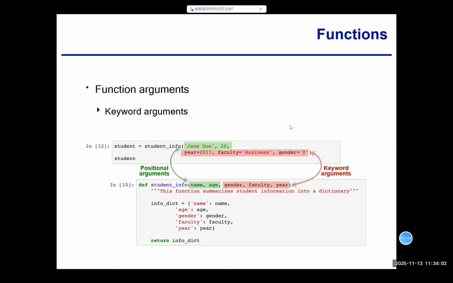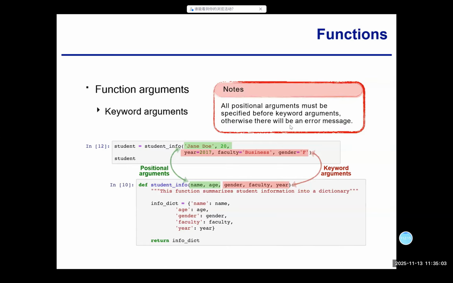Let's see this example. Still, the first 2 are in the correct order. Name is Jane Doe, age is 20, but the last 3 are in different order. Instead of gender, faculty, year, you can actually rearrange them in whatever order you want: year, faculty, and gender, as long as you specify the keywords. Let me repeat. Now we have 2 systems. One is positional arguments, where you do not need to use keywords. You directly put in the input arguments, but you need to make sure that the sequence is consistent with the definition of the function. Alternatively, if you do not wish to strictly follow the sequence, you can also use the keywords. But here's one thing you need to pay special attention to.